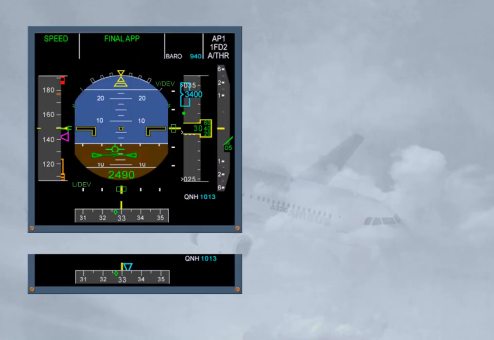The PFD provides the guidance targets on each dedicated scale: speed target, vertical deviation, altitude target, heading or track target. Note, for non-precision approach, a lateral deviation is shown if on MCDU progress page, the RNP has been set to a value at or below 0.3 nautical mile.